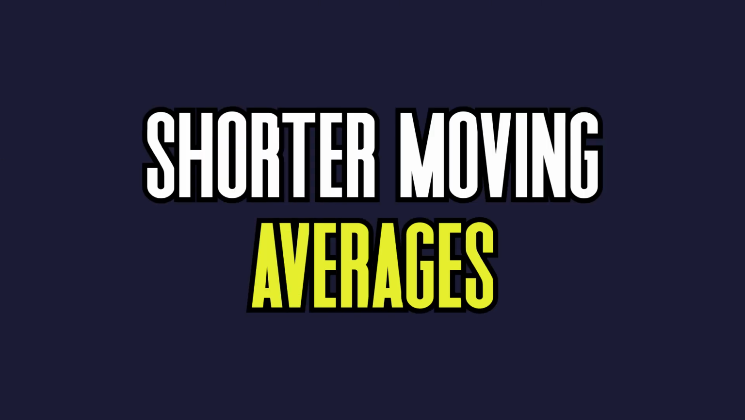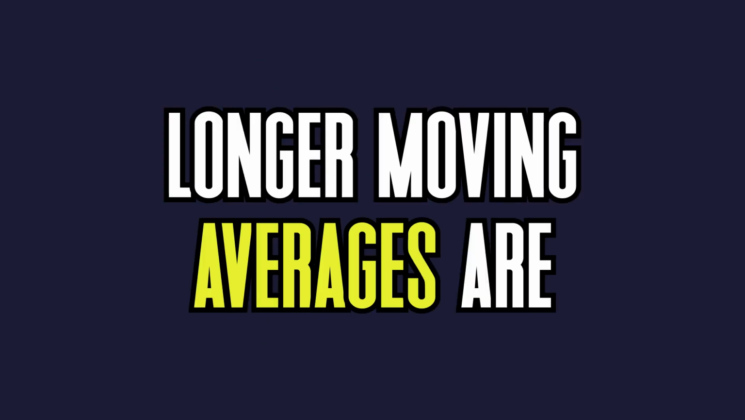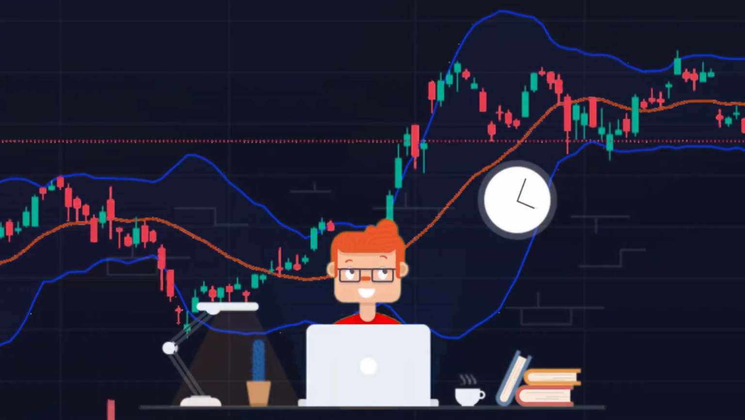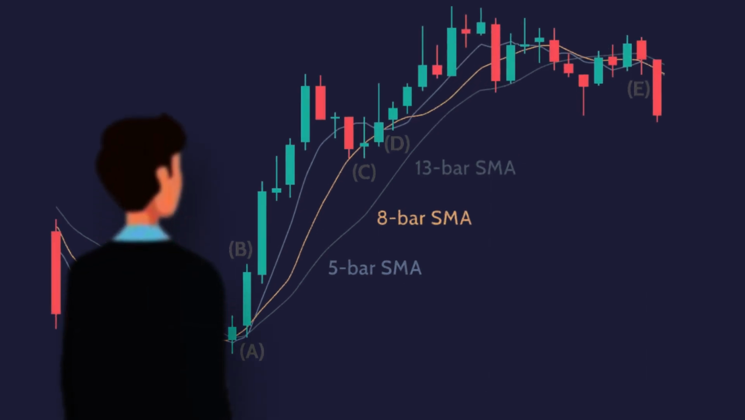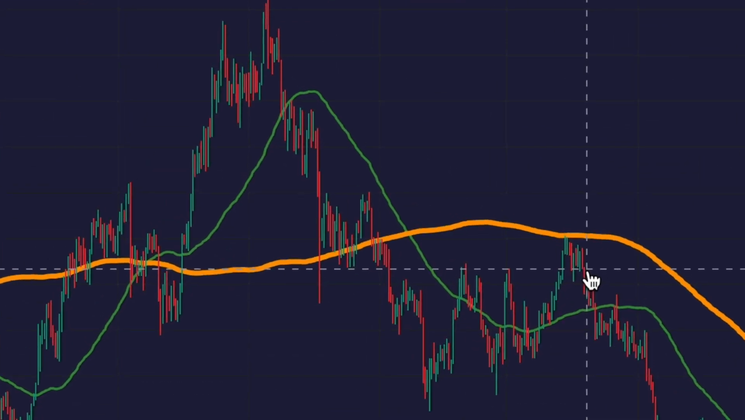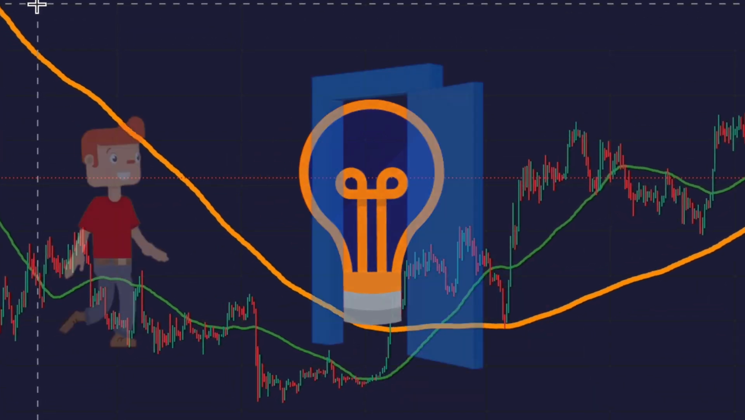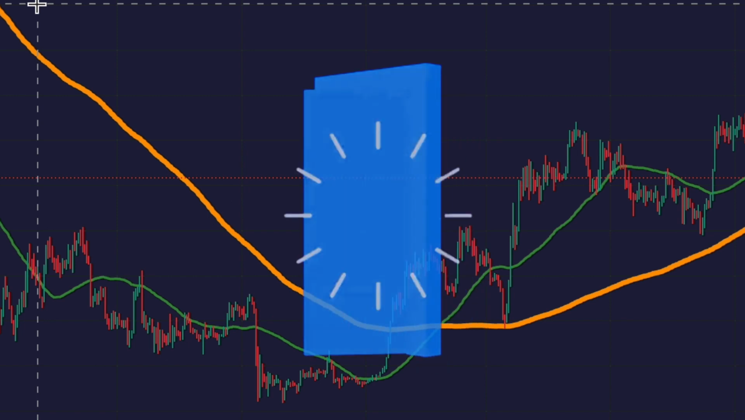Shorter moving averages, 10, 20, 50, are good for quick profits, while longer moving averages are better for long-term investors. Traders can use moving averages to predict upward trends when price lines cross above important moving averages. If the price drops below a moving average, it's a good idea to exit any long trades they might have.